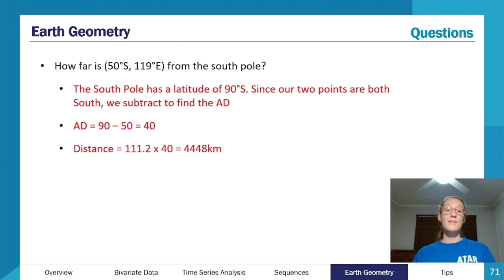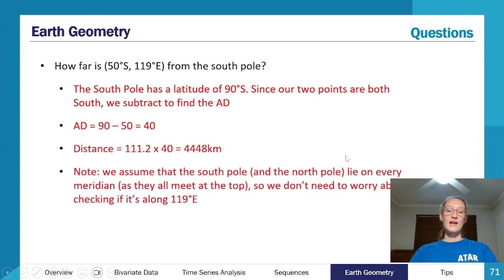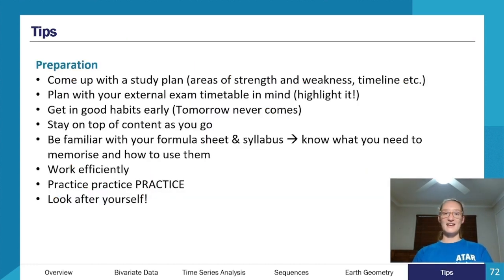Then because our points are on the same meridian, we use this formula here. We do 111.2 multiplied by 40, which is our angular distance, which gives us our distance there. So that's just one quick example of a question. And note, we assume that the South Pole and the North Pole lie on every meridian because they all meet at the top. So we don't need to worry about whether the South Pole is at 119 degrees east. We just assume that that's the case.